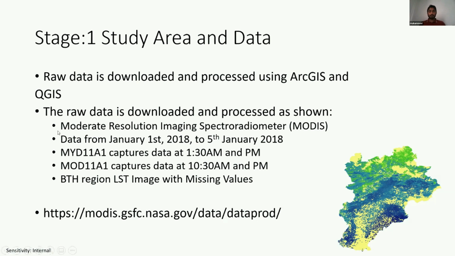Now, I have used images from 1st of January 2018 to 5th of January, these 5 images, 5 continuous days, for 2 of the MODIS products. One is MYD and the other is MOD: MYD11A1 and MOD11A1. These two MODIS products are actually capturing data at different times. MYD11A1 captures data twice a day, at 1:30 a.m. and 1:30 p.m. Similarly, MOD11A1 captures data at 10:30 a.m. and p.m. So these two products I am using, and 5 images from each. So I'm trying to create a manual data fusion as well. I'm feeding the input images to the model from these two products to complement the outlier detection and then reconstruction.